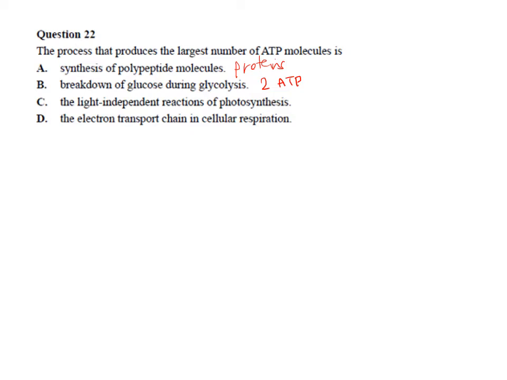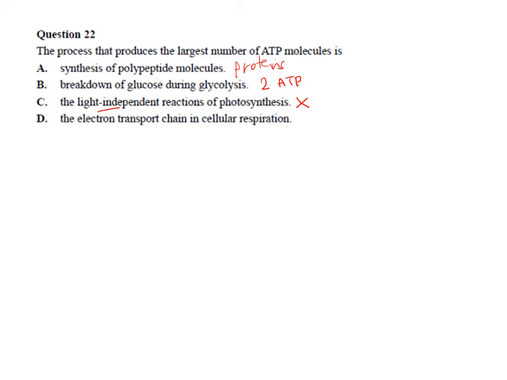C, the light-independent reactions of photosynthesis. Now, if you went back and looked at your photosynthesis notes, you remember that in the light-dependent reaction, some ATP are produced by adding ADP and phosphate, and they are then used in the light-independent reactions. So it's not going to be this because no ATP is produced in that process. It's actually used. It goes back to ADP and phosphate. So that's not an option.